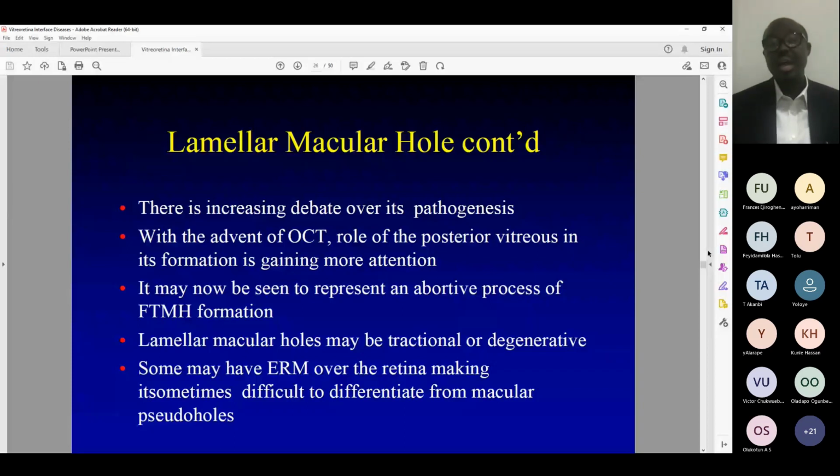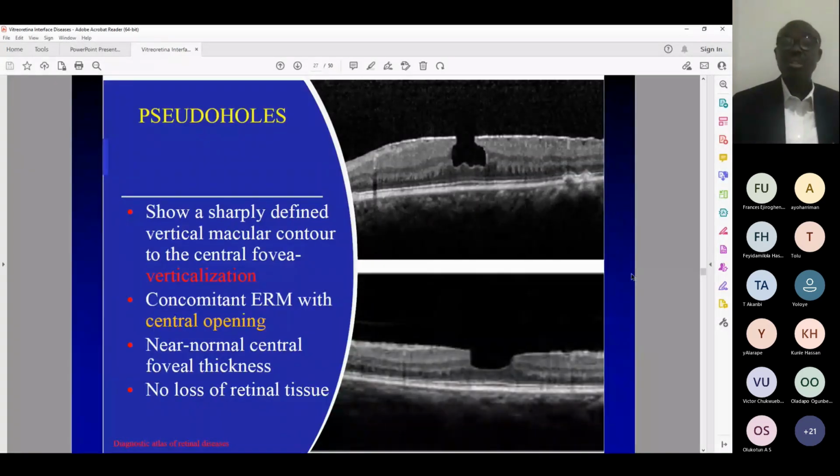So let's look at macular pseudoholes and how we can look at them in clinic and say this looks like a pseudohole rather than a lamellar hole. Pseudoholes usually show a sharply defined vertical macular contour on the central fovea. This is something described as verticalization. If you compare what you're looking at now with the lamellar holes we saw, there's a bit of a difference in the configuration of these holes. There's almost always a concomitant epiretinal membrane with a central opening. You can see the epiretinal membranes on these two slides. That is not always found in lamellar holes, even though we know that some lamellar holes may be associated with epiretinal membranes. The central fovea thickness is almost always near normal, and there's no loss of retinal tissue in the pseudoholes. Can we have a look at the next slide?